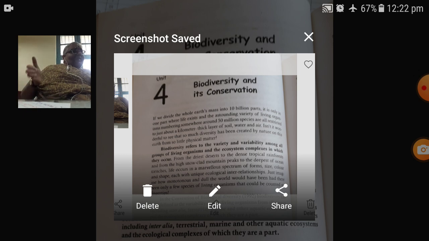The variability among living organisms from all sources, including inter alia, terrestrial, marine and other aquatic ecosystems and the ecological complexes of which they are a part.